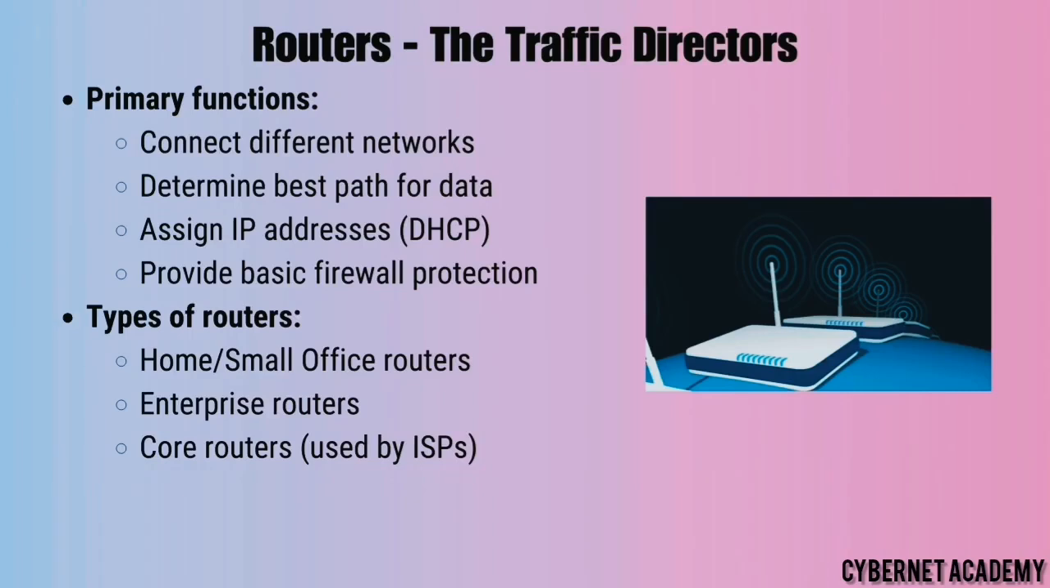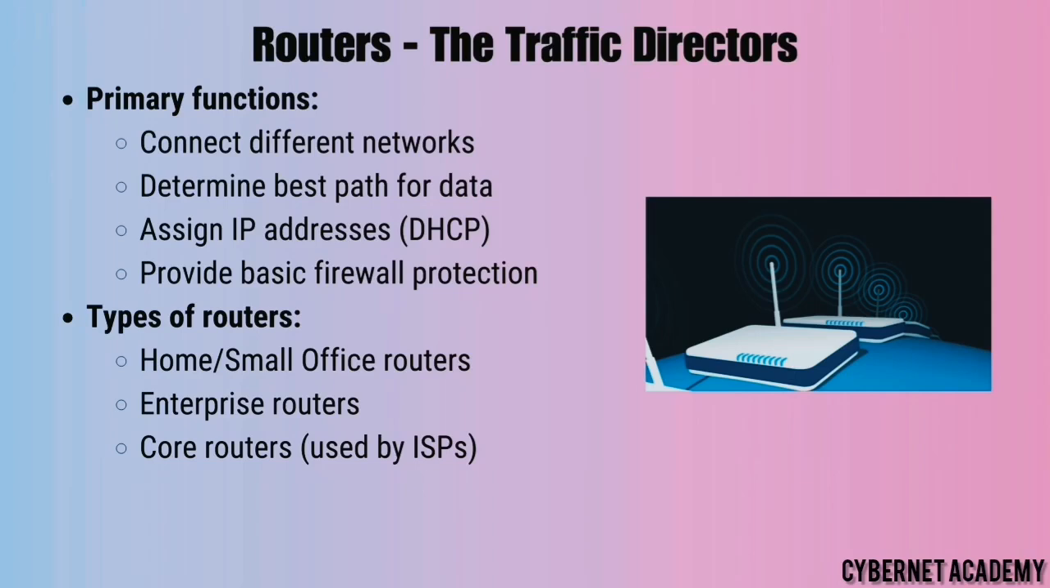When you send an email, the router looks at the destination and figures out the best path for it to take. Routers also act as a barrier between your home network and the big, bad internet. They're like bouncers at a club, checking IDs before letting data in or out. Your home probably has a router. It's that box with antennas that your internet provider gave you.